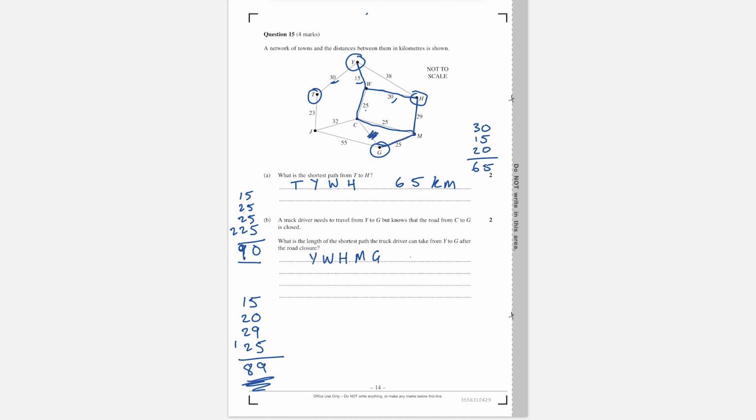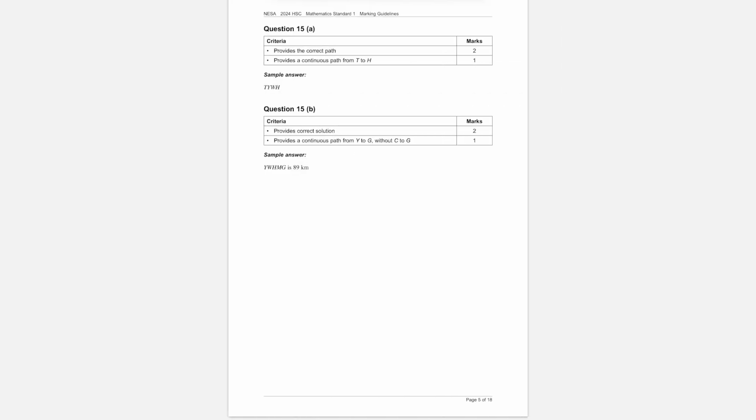And what is the length of the shortest path? It's going to be 89 kilometers. All right, let's check our answer. So we should get 65 kilometers for A, TYWH, and 89 kilometers for G.